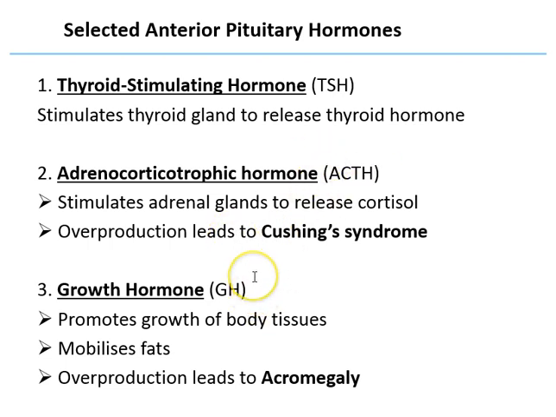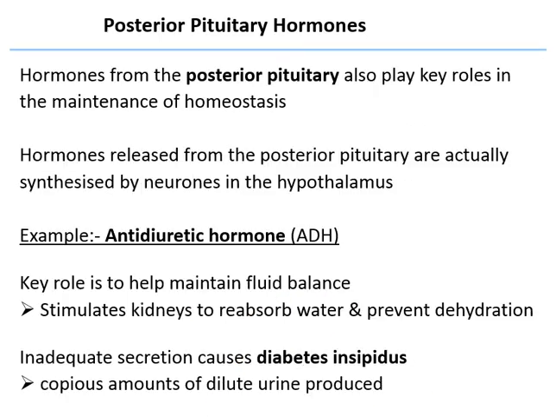Growth hormone I've also mentioned briefly. That's very important for promoting growth of body tissues, mobilizes fat, and if we produce too much of it, we get a condition called acromegaly or gigantism. Okay, so far I've spoken only about hormones made by the anterior part of the pituitary gland.